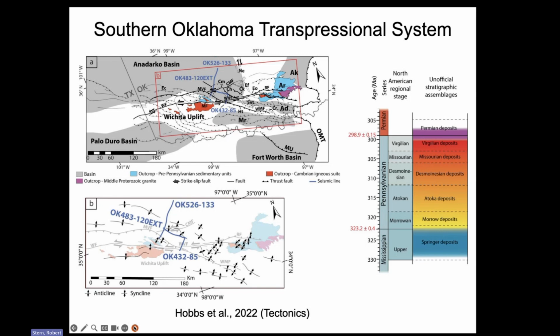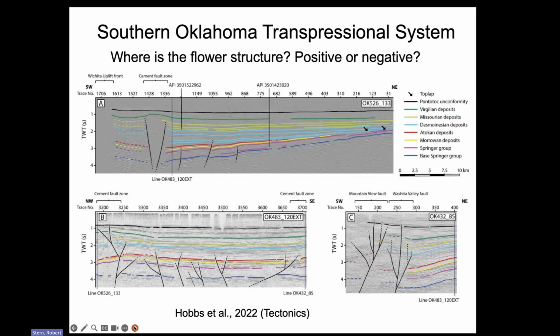So let's look at these profiles, and we can look back and forth at them. So here is a long line, Wichita uplift. These are the crystalline mountains. And then this is looking out into the Anadarko Basin. It's a pretty long line, looks like it's about 50 kilometers long. And you can see the picks based on well holes. They've got a couple of wells in here. And here's another profile that we talked about.